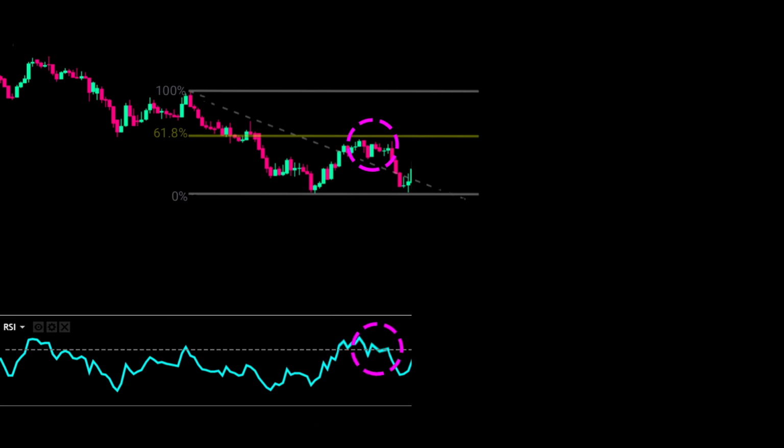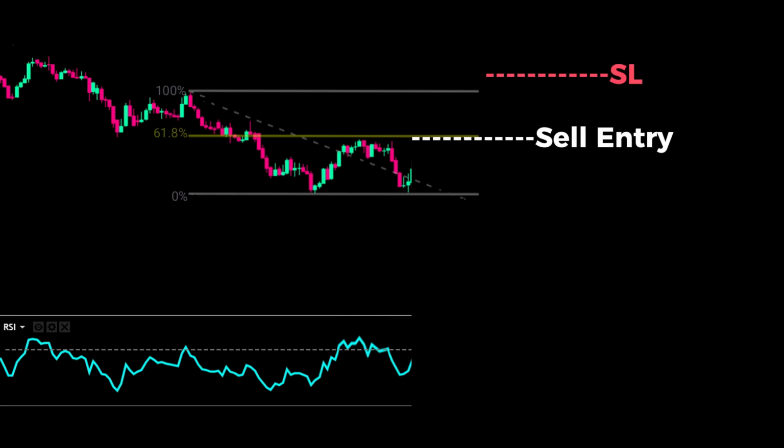At the same time, the RSI, which has been above 70, now crosses below 70, showing the market is coming out of the overbought area. This combination gives a strong signal. In this situation, you might consider entering a sell trade. Place your stop loss just above the swing high to manage risk, and set your take profit near the swing low or the 0% Fibonacci level.